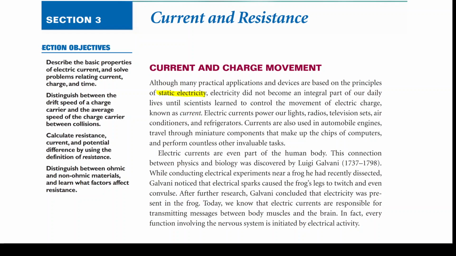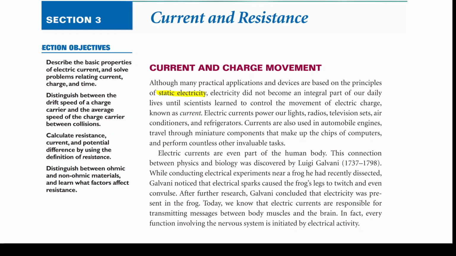A very good example of static electricity was when we used the balloon and rubbed it against the hair, and the balloon became charged. But all that charge was stuck on the balloon. The charges couldn't move. They didn't have a path to move through. That's what we call static electricity. Although it's useful, only when you have moving charges do the great applications arise.